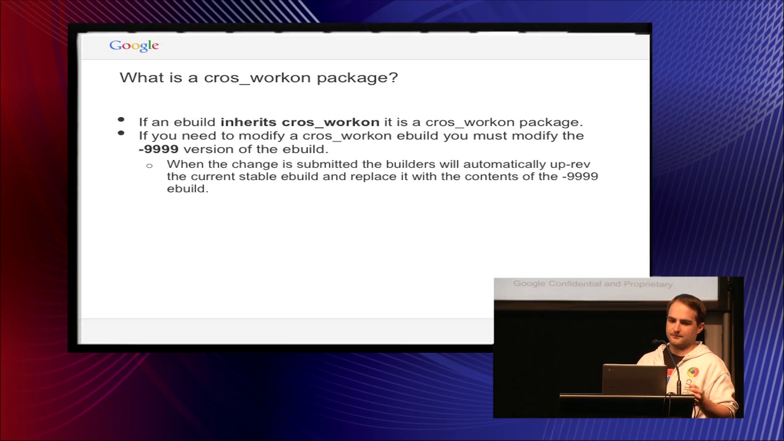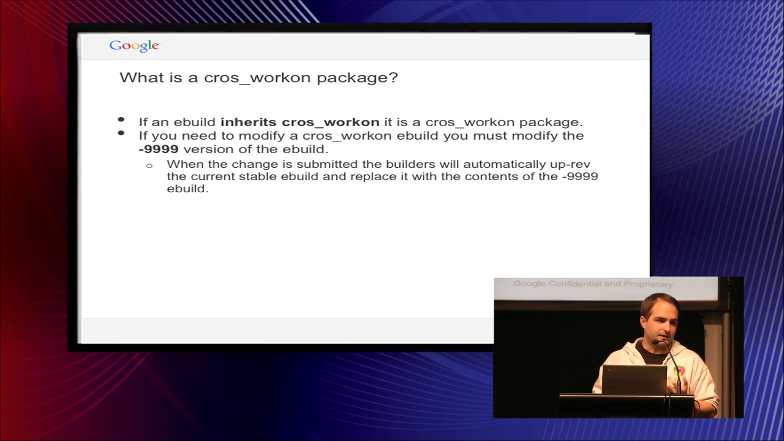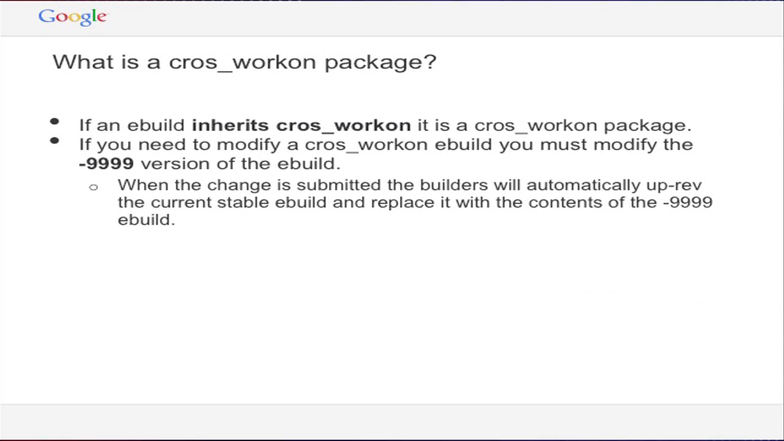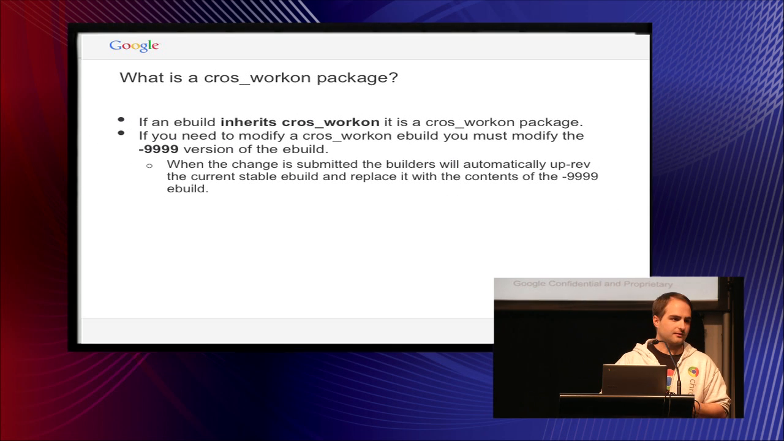Okay. So if you're actually working on eBuilds, you might ask yourself, what is a cross-work-on package? It's basically anything that inherits the cross-work-on eClass. And typically, if you look in your Portage tree and you see an eBuild that has a -9999, that probably means it's cross-work-on, and you'll probably want to cross-work-on it. Note that there are some that are not cross-work-onable. So packages that are not really involved in Chrome OS that you might not normally be changing won't have a cross-work-on aspect to them. You'd have to manually uprev them to make sure that the stable version is what you've changed. But most of the stuff you'd work on is cross-work-onable, and you'll see that in most cases.